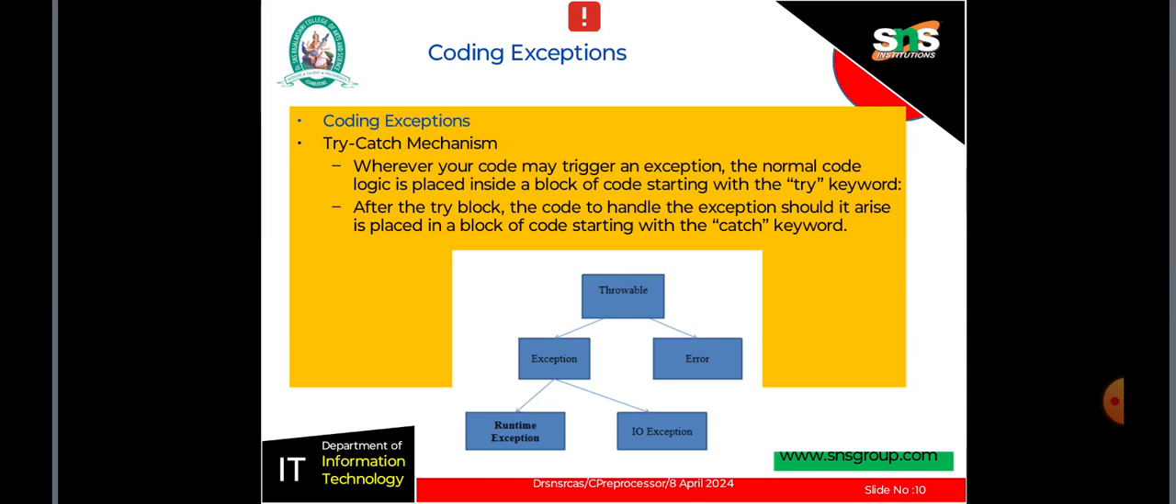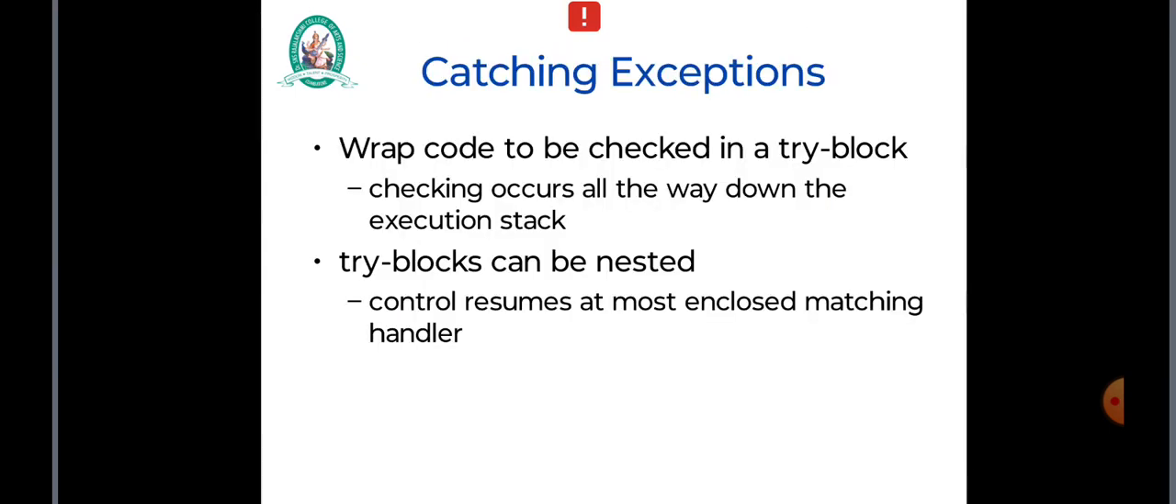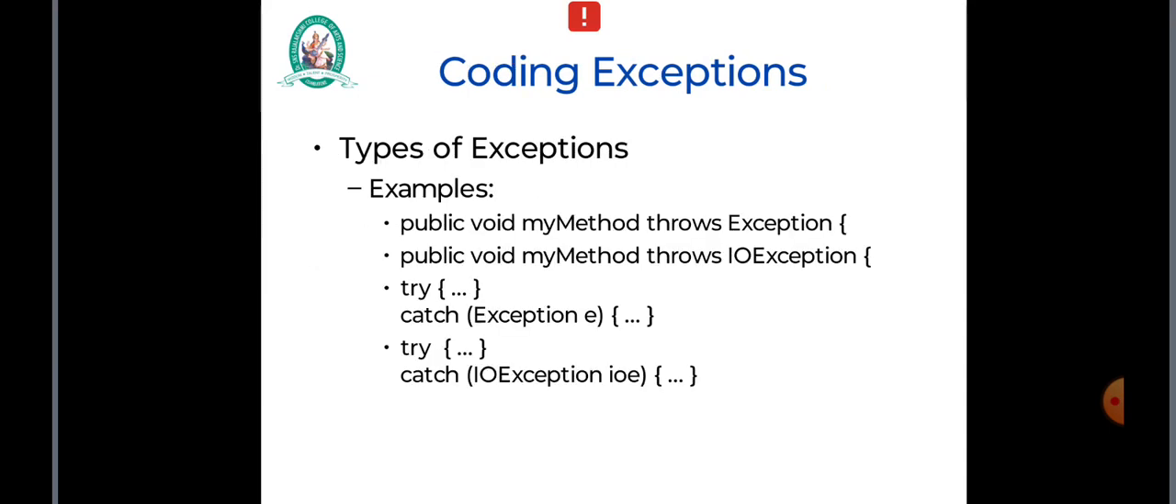Here, first we have throwable exceptions, and for coding exceptions we use the try catch mechanism. Here an exception or an error will be thrown. The exceptions that occur are runtime exceptions and input output exceptions. So the error will occur as three types. To catch exceptions, wrap the code to be checked in the try block, and try blocks can be nested.